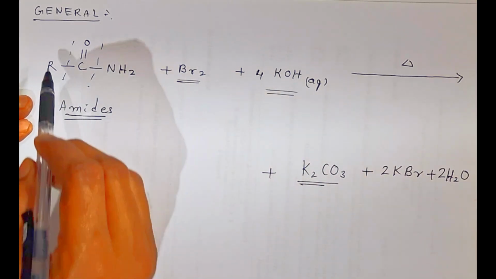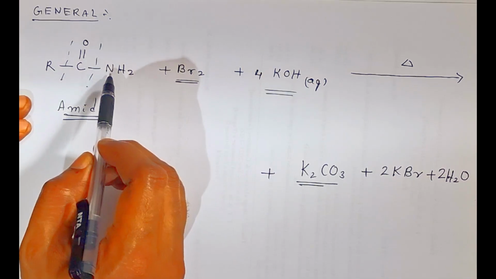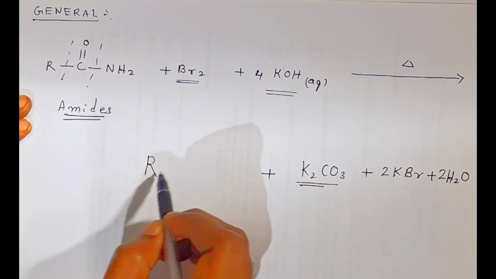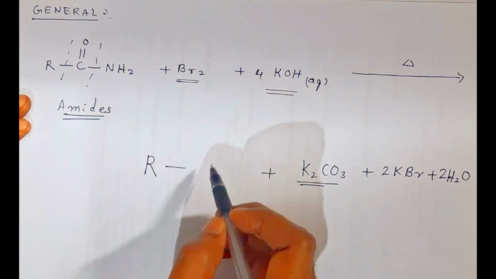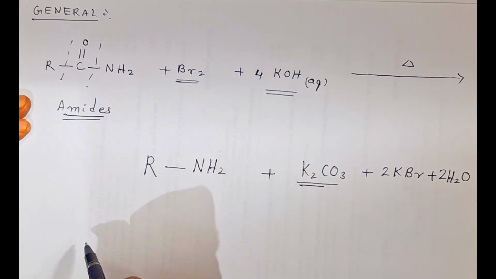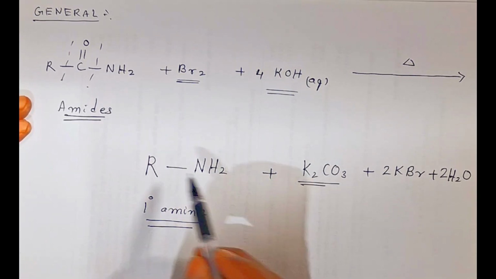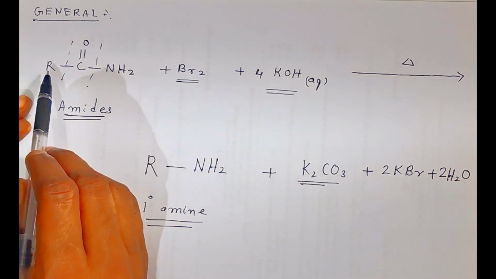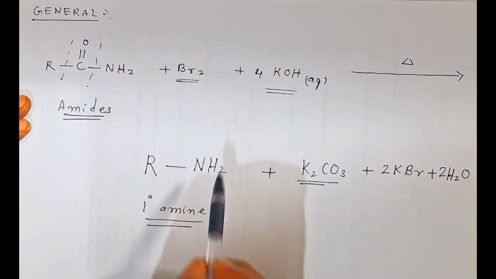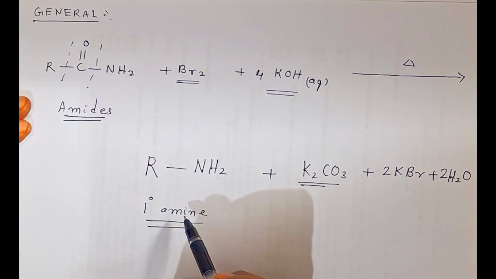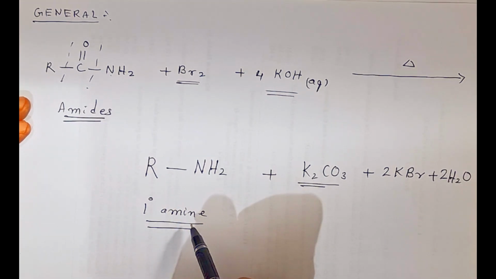Now what happens, students? The alkyl migrates and combines with the nitrogen, and it forms the primary amine. So you have got the formation of primary amines. That is why it is also called the Hofmann rearrangement. This alkyl migrates and combines with this nitrogen, forming the primary amine.